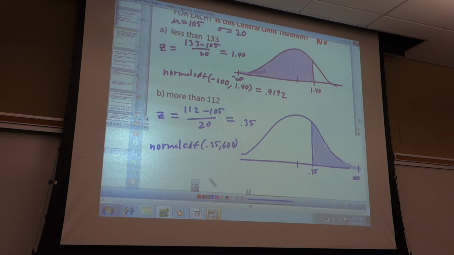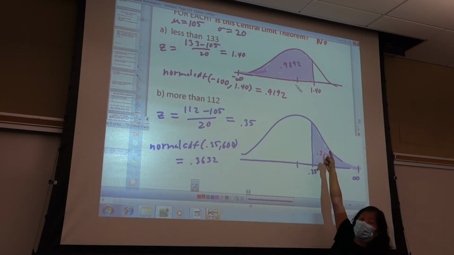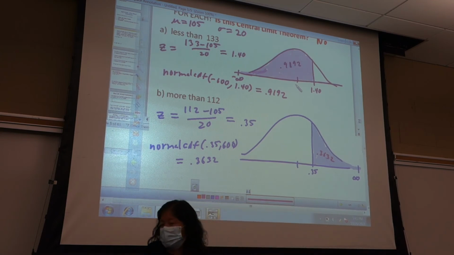And Francois, what'd you get? I got 0.632. 6, 3, what? Ah, 0.3632. All right, perfect. So the areas, I'm going to put them on the inside. So 0.3632, 0.9192. So you'll see the z-scores, or the x values, they go along the bottom. The areas or probabilities, they go inside or above. Keep them straight so that you don't mix and match them.